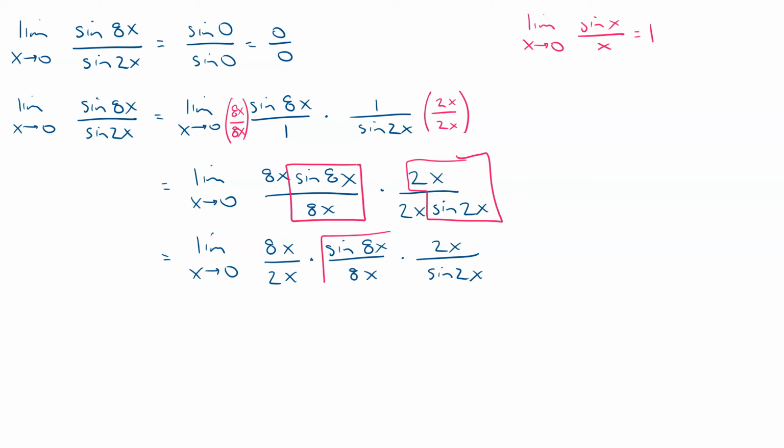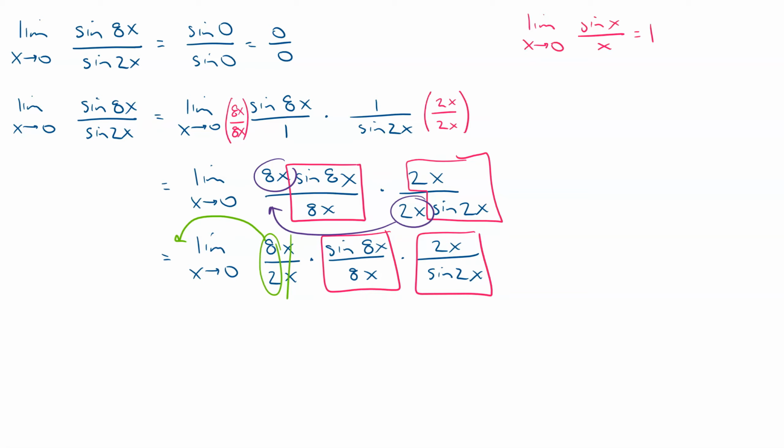I still have my limit properties, but I've moved the 8x and the 2x together. Now my x's cancel each other out. 8 over 2 can pull out of the limit and reduce at the same time, and then each of my limit properties just equals 1. So now what I have is 4 times 1, which just equals 4. There's a restriction that x can't be 0, and there's a removable discontinuity at (0, 4).